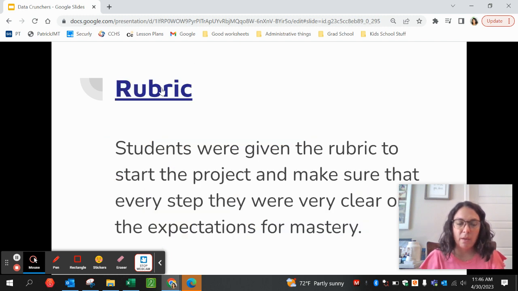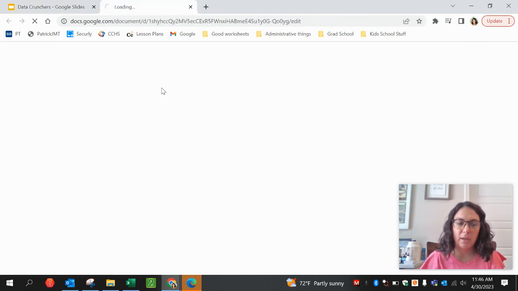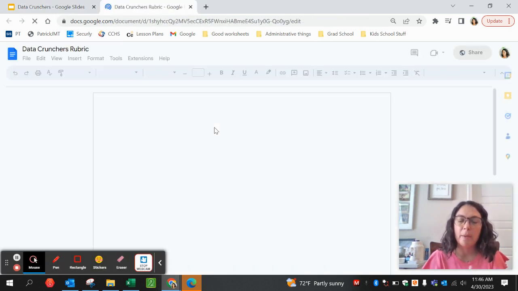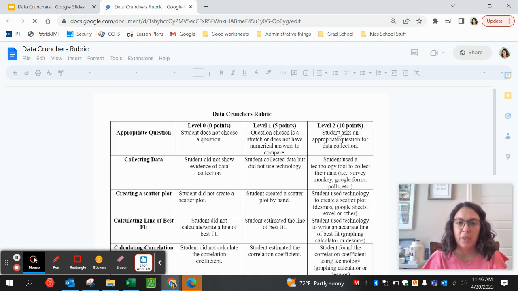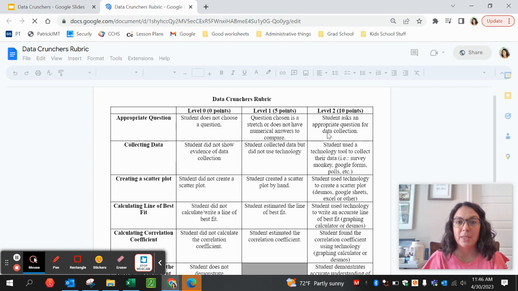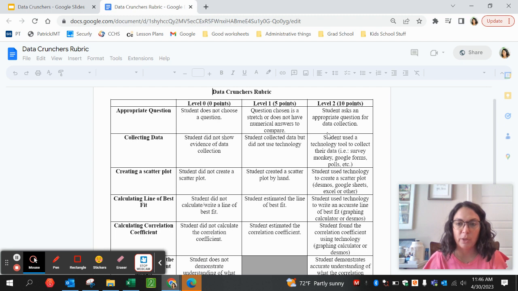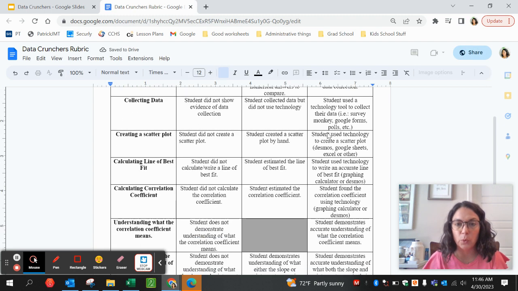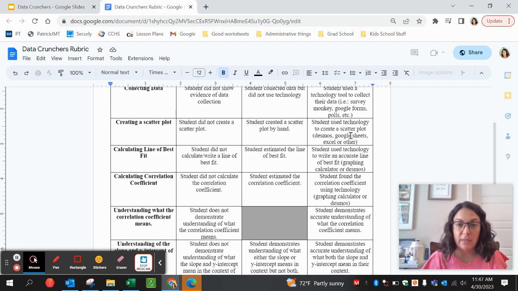The rubric that I gave them was very specific and allowed them a chance to know exactly at each step what was expected of them and how many points they were going to get for meeting those. Did they ask an appropriate question? Did they collect data using a technology tool? Did they use their data to create a scatter plot? Did they use their scatter plot to create an accurate line of best fit? Did they find their correlation coefficient using that technology?